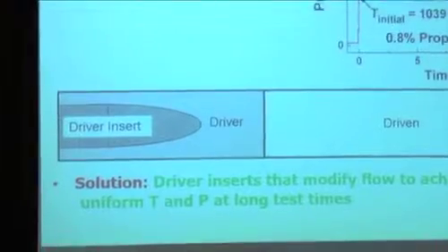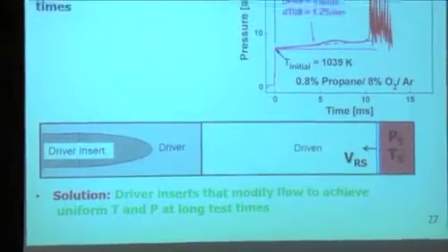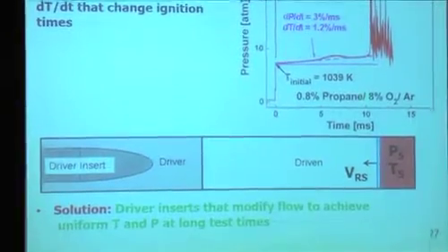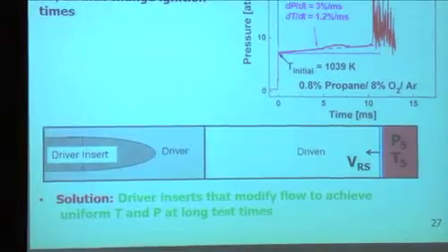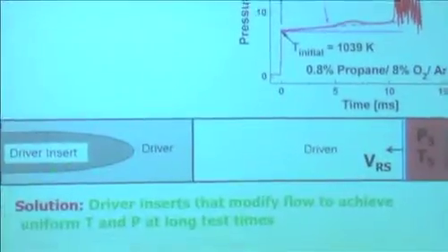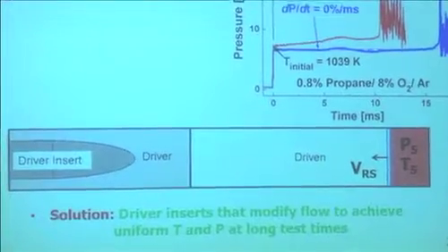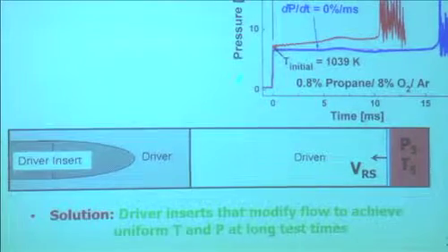And what can we do about it? You'd like to remove that. Well, we did some work to establish a model so you can calculate what's happening if you report this. But it's more satisfying if we can get rid of it or reduce it. So we built what's called a driver insert. So basically you change the area as a function of distance. And when you do that and you do it right, you get this blue line.